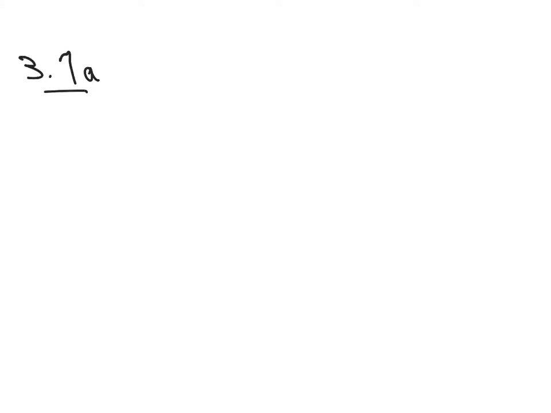So this is 3.7, A is an alpha, page number 277. This is on variation. Now this section is going to deal with two different kinds of variation. So let's just bring up the first one first, and then we'll talk about the other one later rather than give you both of them right now. So the first one is called direct variation.